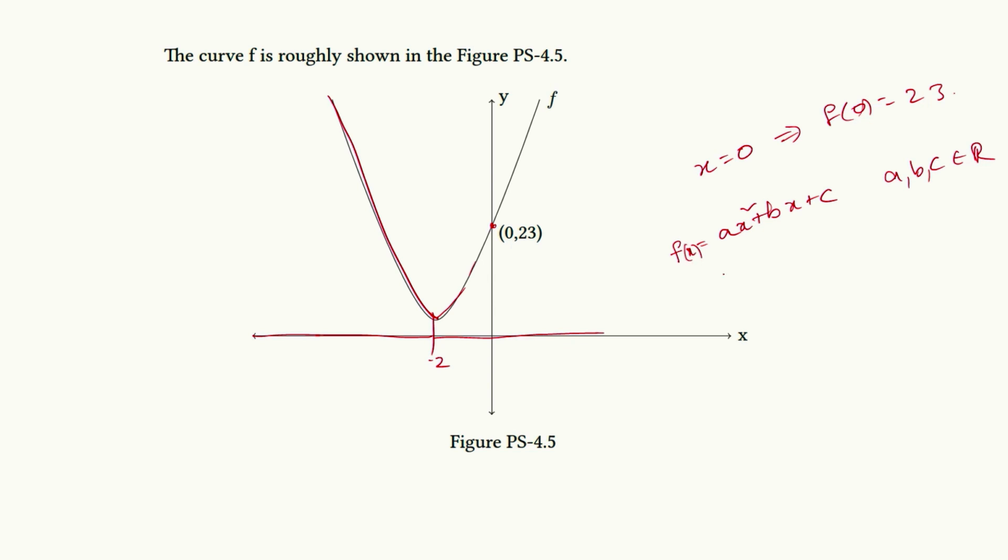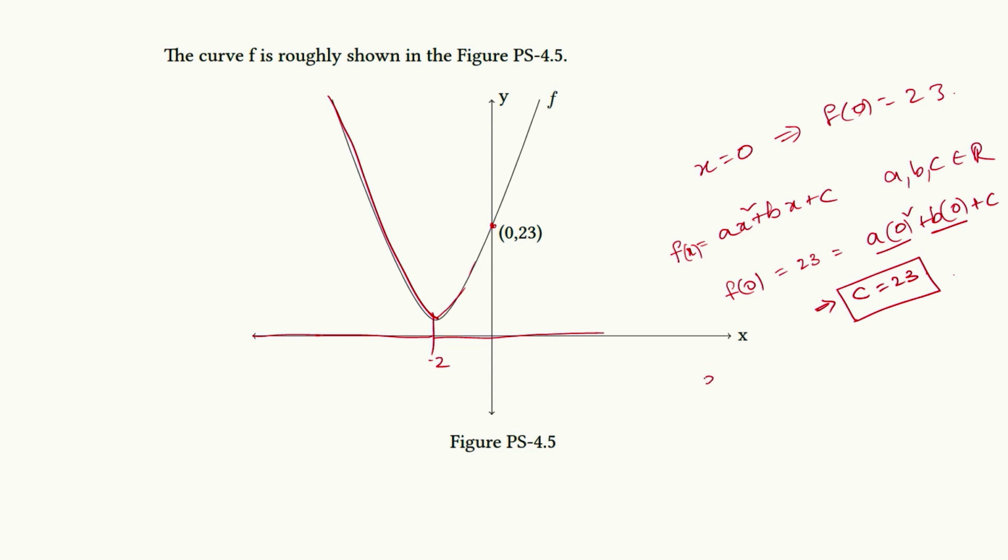So we have given that f of 0 is 23. Let's substitute that. F of 0 is 23, which will be equal to, if you substitute 0 in this equation, we get a times 0 square plus b times 0 plus c. This is 0, this is 0, which implies the value of c is 23. The value of c should be 23.